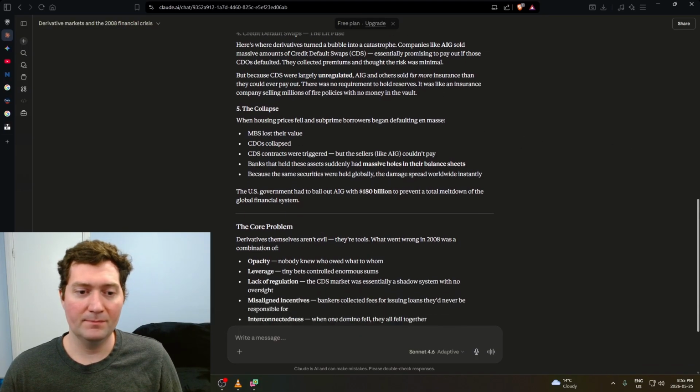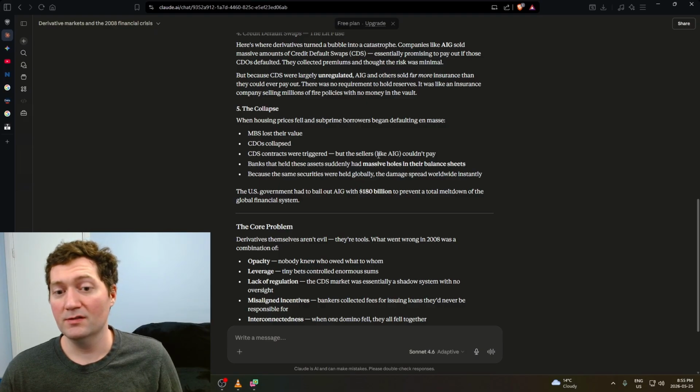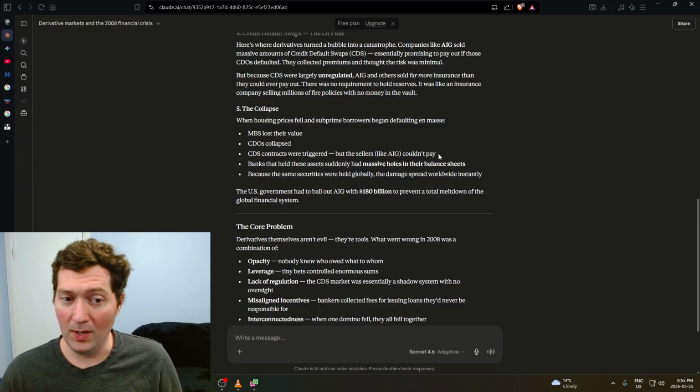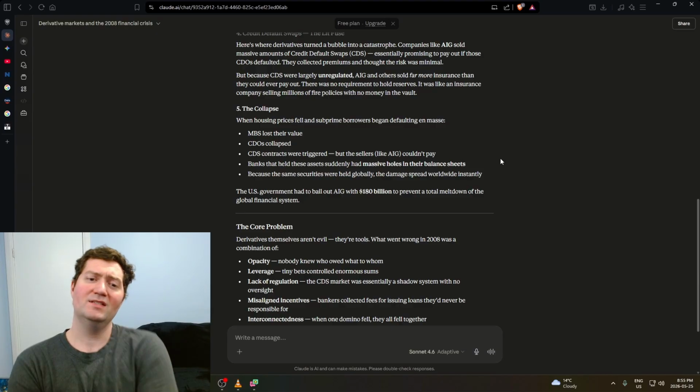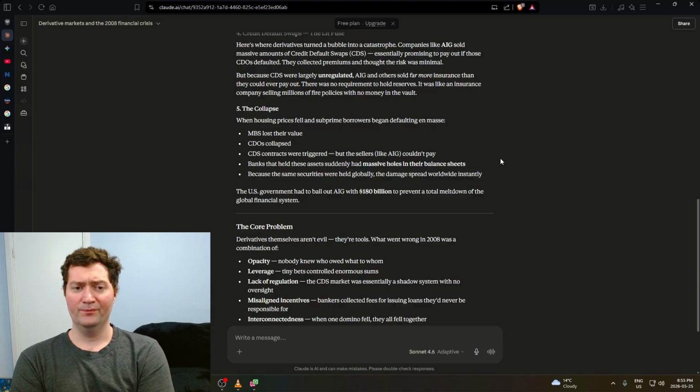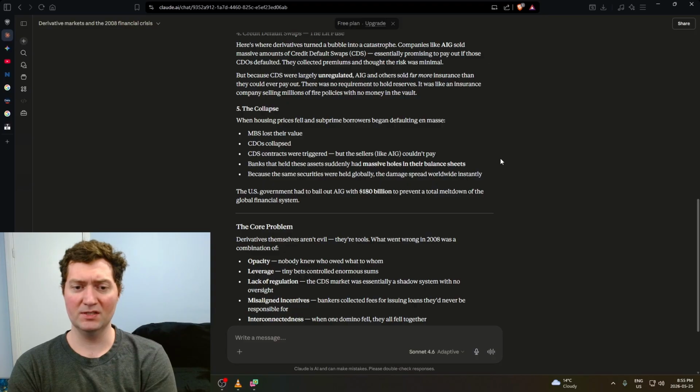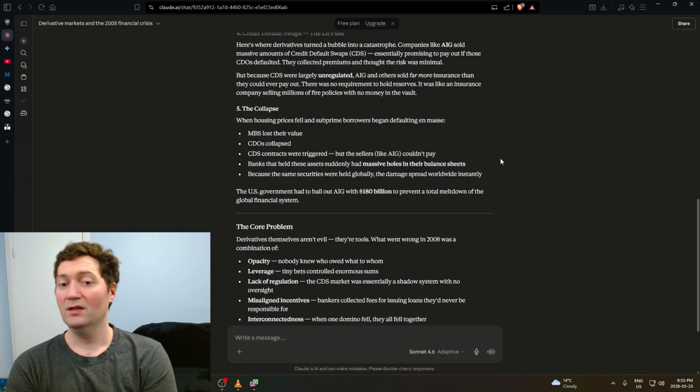The collapse. Okay. So the credit default swaps were triggered, but the sellers, like AIG, couldn't pay. Banks that held these assets suddenly had massive holes in their balance sheet. Because the same securities were held globally, the damage spread worldwide. Instant.